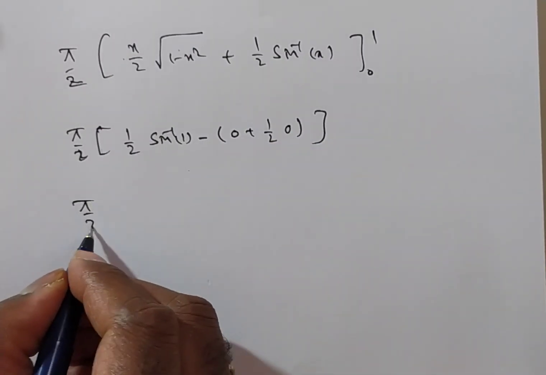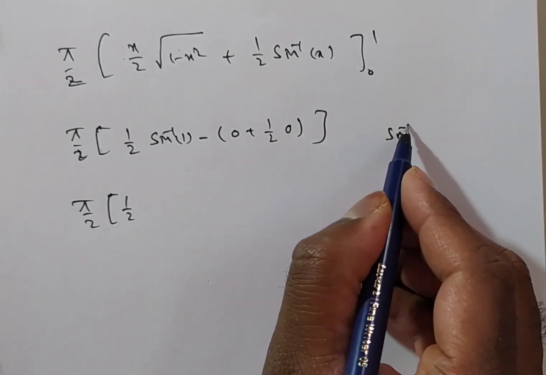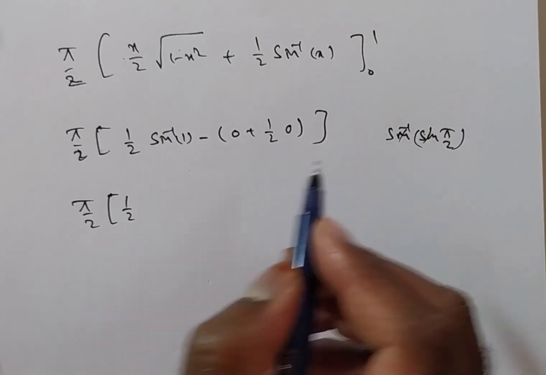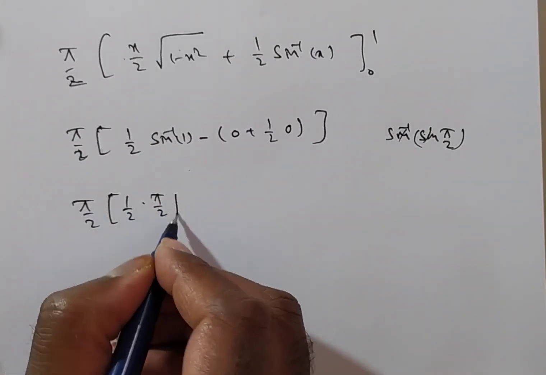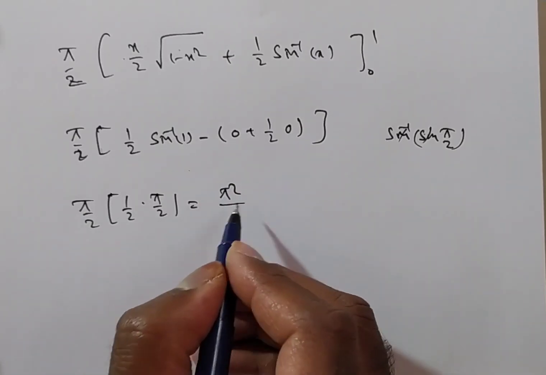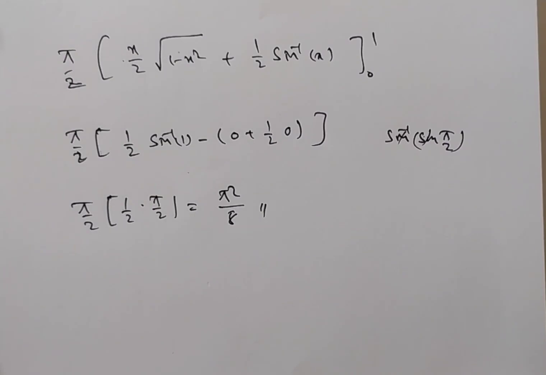Now pi by 2 into 1 by 2 into sine inverse 1. You can write sine inverse 1 as sine inverse of sine pi by 2. So sine inverse cancels, then you will have pi by 2. Now you simplify this. This is 0. So pi into pi, pi square. 2 into 2 into 2, 8. So the answer is pi square by 8.